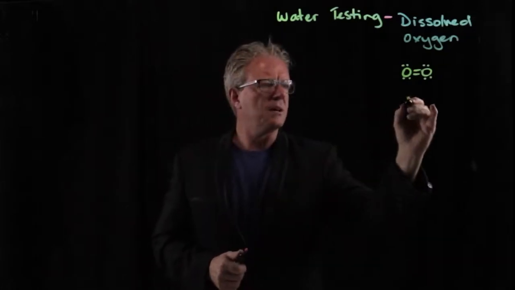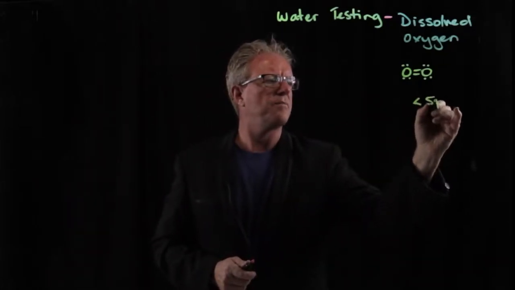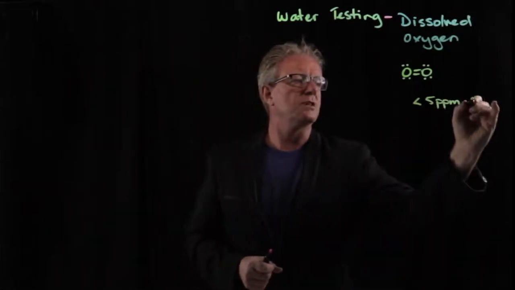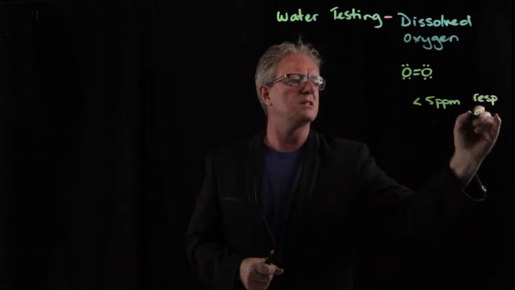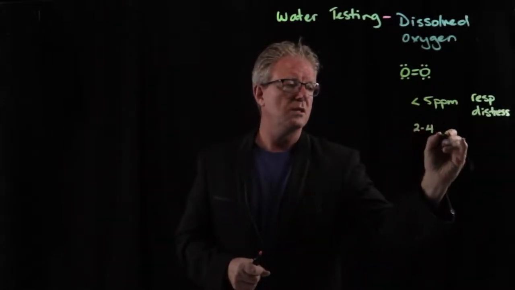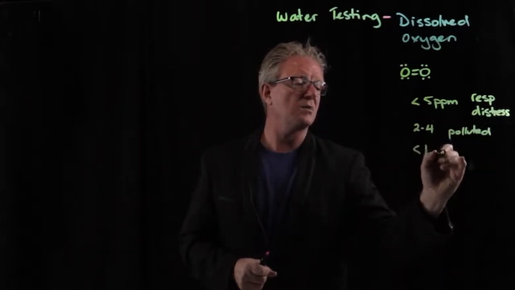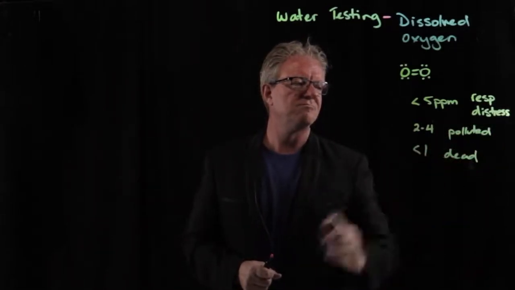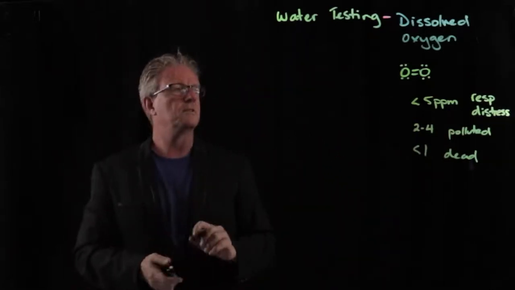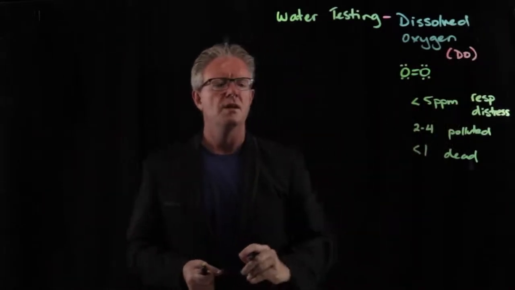Now, if we're looking at numbers, then we can say that less than 5 parts per million, the aquatic organisms start to have respiratory distress. If we have like 2 to 4, then we know it's polluted. And if it's less than 1, we can say they're dead. Okay, so we want a higher dissolved oxygen concentration. Sometimes that's referred to as just the DO.